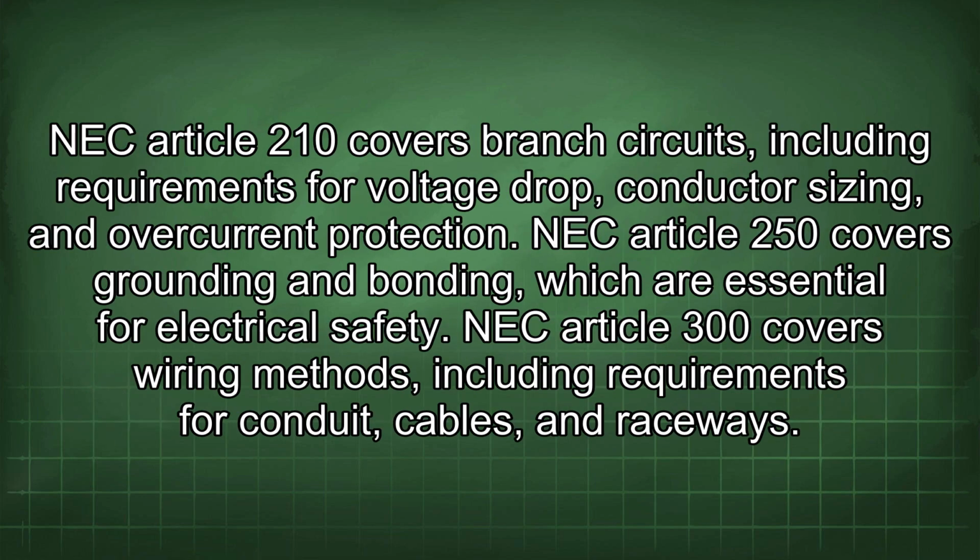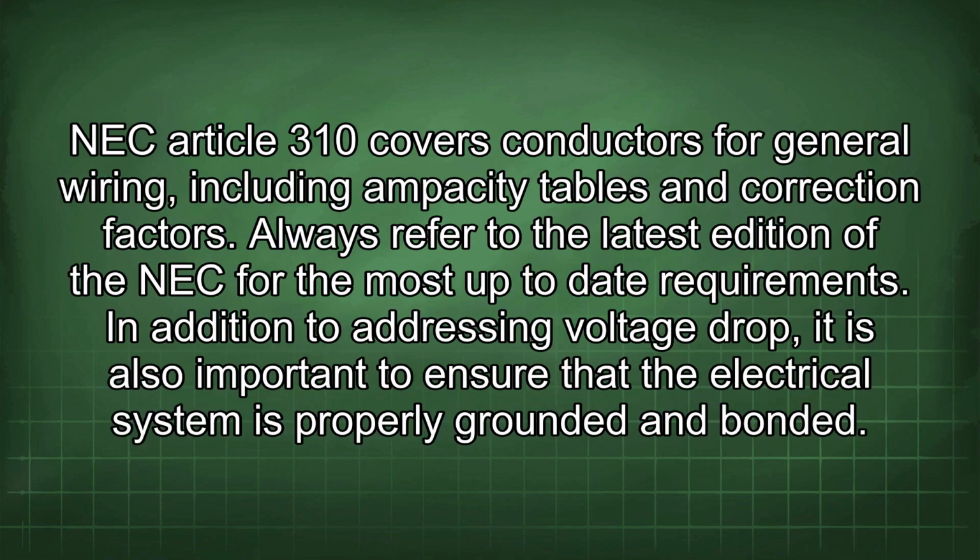NEC Article 210 covers branch circuits, including requirements for voltage drop, conductor sizing, and overcurrent protection. NEC Article 250 covers grounding and bonding, which are essential for electrical safety. NEC Article 300 covers wiring methods, including requirements for conduit, cables, and raceways. NEC Article 310 covers conductors for general wiring, including ampacity tables and correction factors. Always refer to the latest edition of the NEC for the most up-to-date requirements.